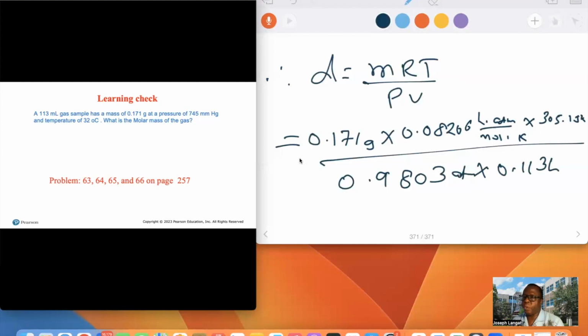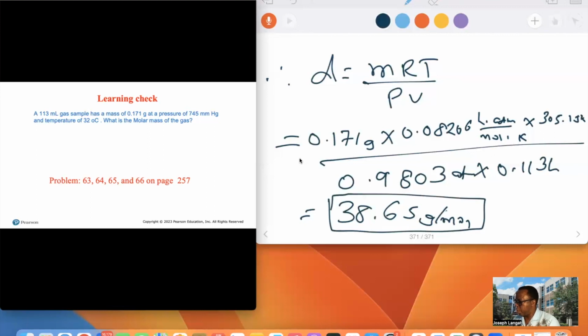0.08. Therefore, this should give you 338.65 grams per mole. Looking for molar mass, that's mass per mole. So that's how you use the ideal gas equation to find the density of a sample of a gas.